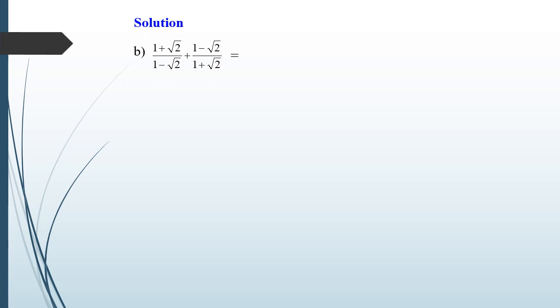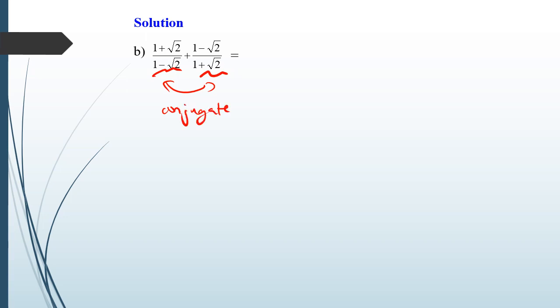Okay, so for question number B, 1 plus root 2 divided by 1 minus root 2 plus 1 minus root 2 divided by 1 plus root 2. So how about this one? Do we need to multiply with the conjugate of the denominator for both of the fractions? Okay, we might consider to just directly find the common denominator. Why? Because the denominators of both fractions are conjugates of each other.